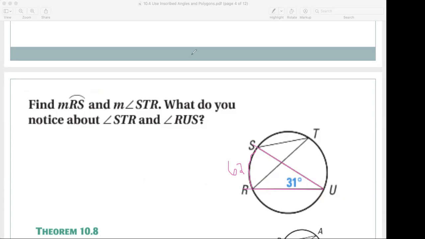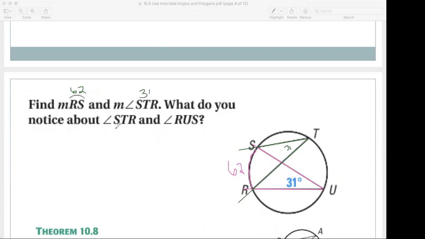Okay, now what I want you to also notice, I'm going to change colors, is that you've got another angle that's intercepting 62 degrees. So check it out. Angle STR is also intercepting 62 degrees. So that means this inscribed angle here would also be 31. Okay, so they want the measurement of arc RS, which we found, 62. And find the measurement of angle STR. Oh, we found that. That's 31.